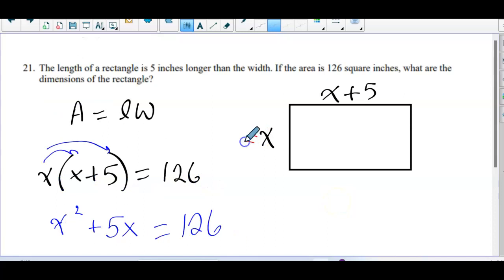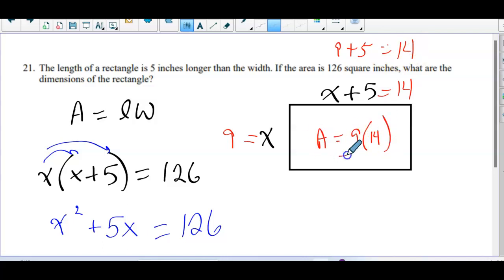And I asked for the dimensions of the rectangle. So 9 and 14, because it's 9 plus 5, right? I can show you that, 9 plus 5. So there's the other dimension. And do a quick check. Is 9 times 14 going to work? Sure it is, right? Because we have 126 inches squared. There you go. So 9 and 14 are my dimensions.